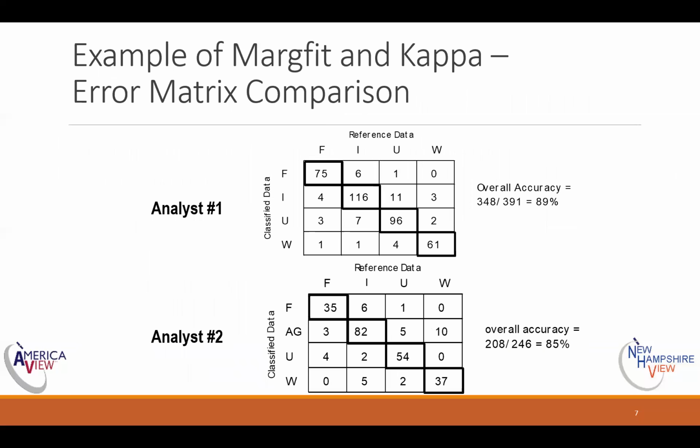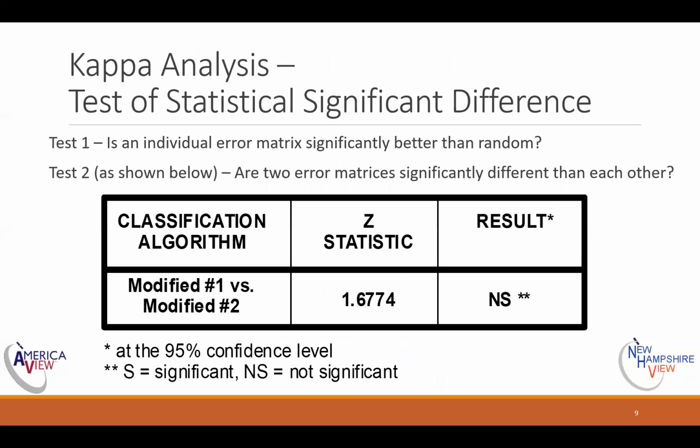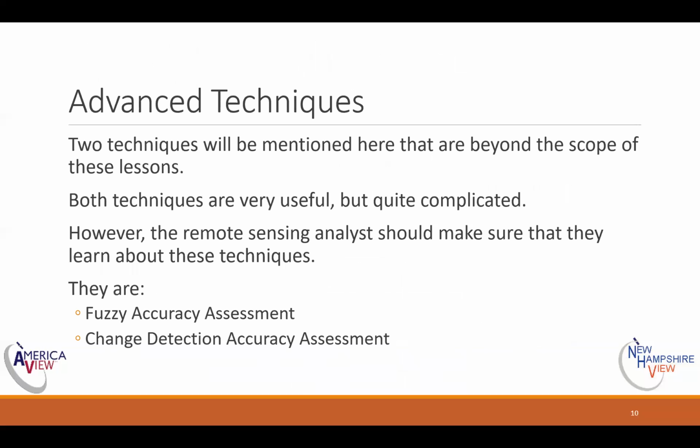So even though analyst number 1 got 89% and analyst number 2 got 85%, those are not significantly different from each other. Or analyst number 1 got 88% normalized accuracy and analyst number 2 got 83% normalized accuracy, those are not significantly different from each other. Okay, so that's the Margfit and the Kappa tests, which are very, very useful.